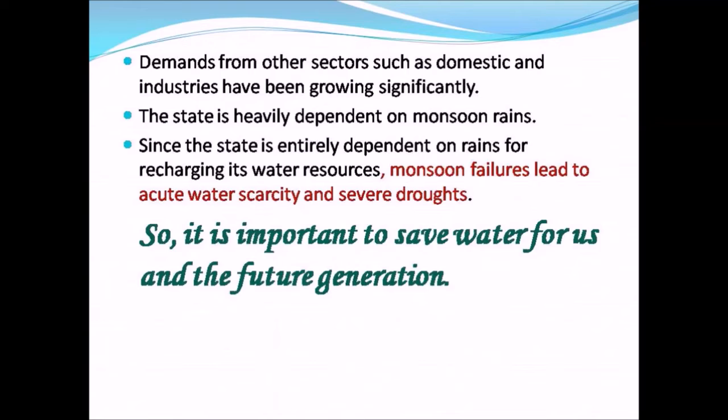We know that our state is heavily dependent on monsoon rains. Only if it rains, all the water bodies such as rivers, lakes, ponds would be filled. If the monsoon fails and if there is no rainfall, it leads to acute water scarcity and severe droughts. That is, the region becomes totally dry without water. So it is important to save water not only for us but also for our future generation.